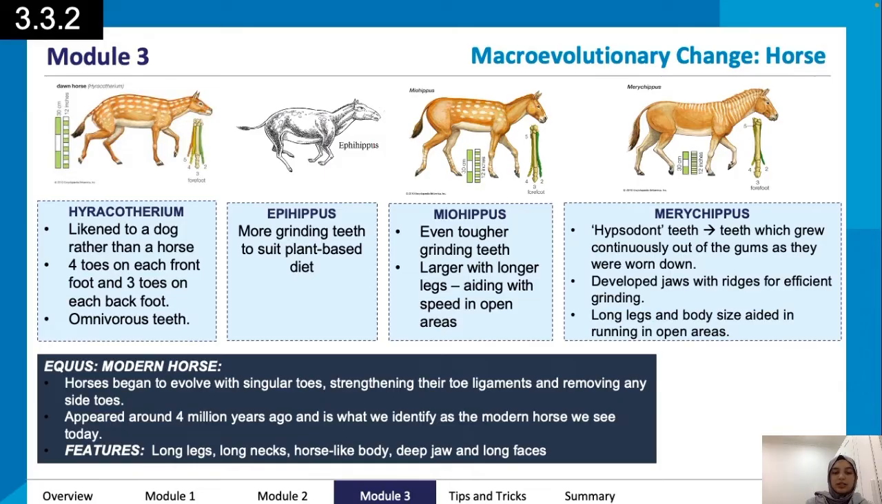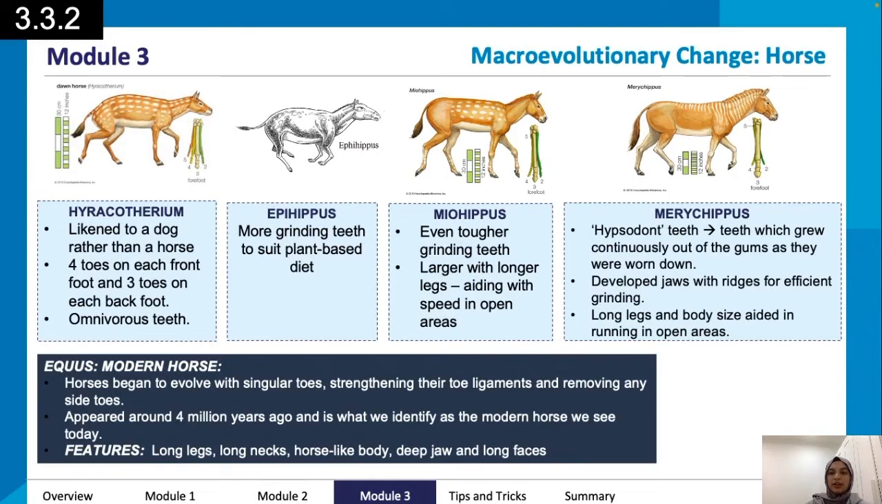So the Equus, or the modern horse, looks at this idea of the horses beginning to evolve with singular toes, strengthening their toe ligaments, and removing the side toes, which may not be as much used. So they're not really using them as much, and over time these sort of disappear. It appeared around 4 million years ago and is what we identify as the modern horse that we see today. What are the features? Long legs, long necks, horse-like body, deep jaw, and long faces.